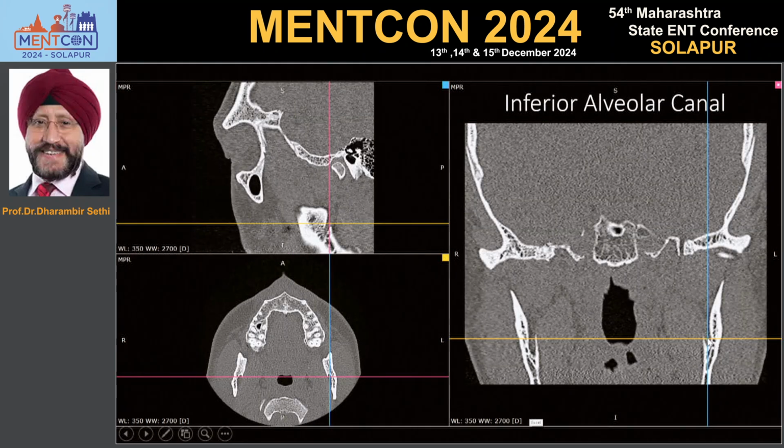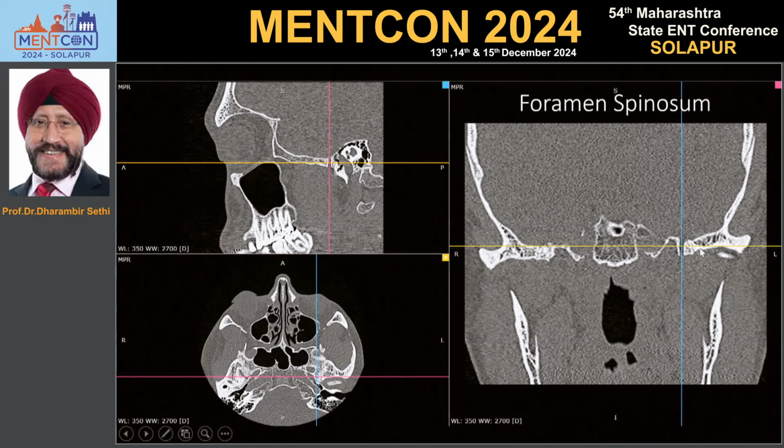Now, as you go, this is the inferior alveolar canal, and the inferior alveolar nerve passes through it. Before it enters the inferior alveolar canal, it gives off the nerve to the mylohyoid, which supplies the anterior belly of the digastric and the mylohyoid muscle.